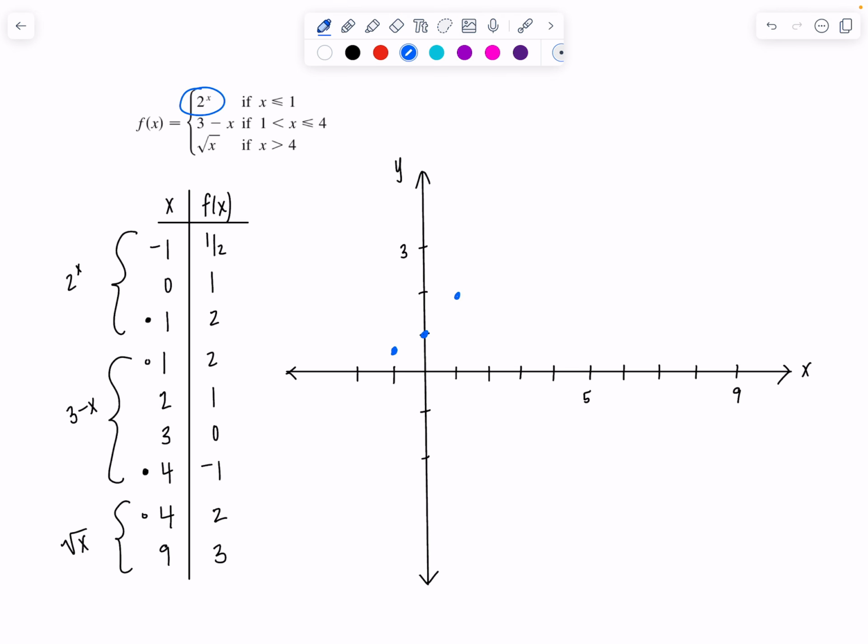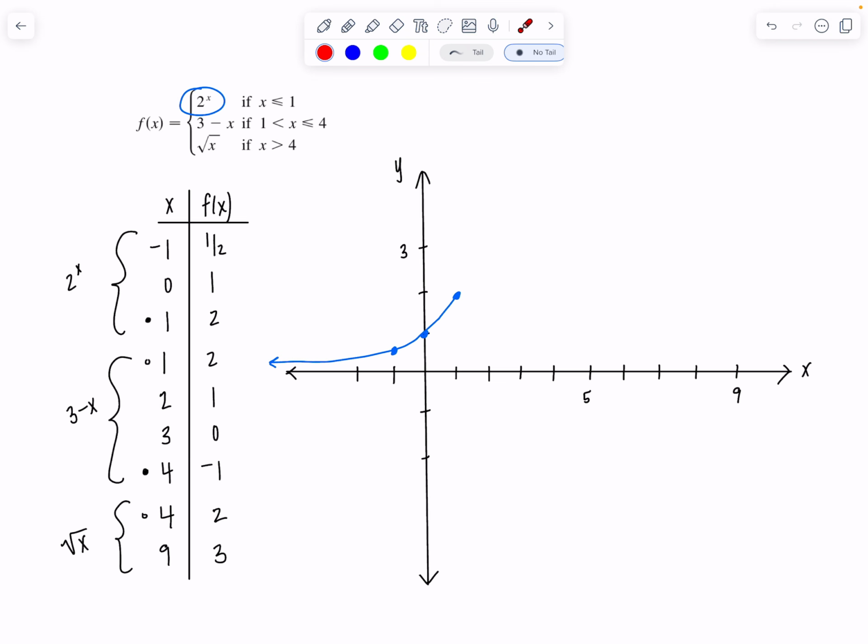Do you know what 2 to the x looks like? Exponential functions have this sort of a shape, okay? But it's only for x less than or equal to 1. So this is the end of it, and the arrow is going to go this way. And we have horizontal asymptote, the x-axis, y equals 0.